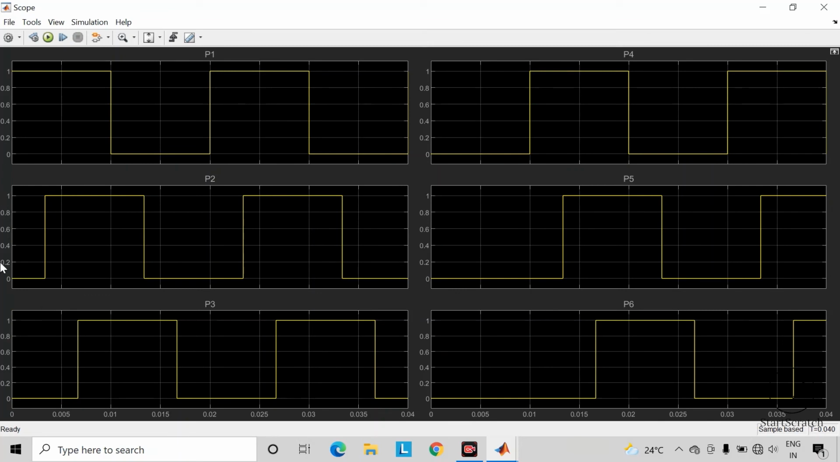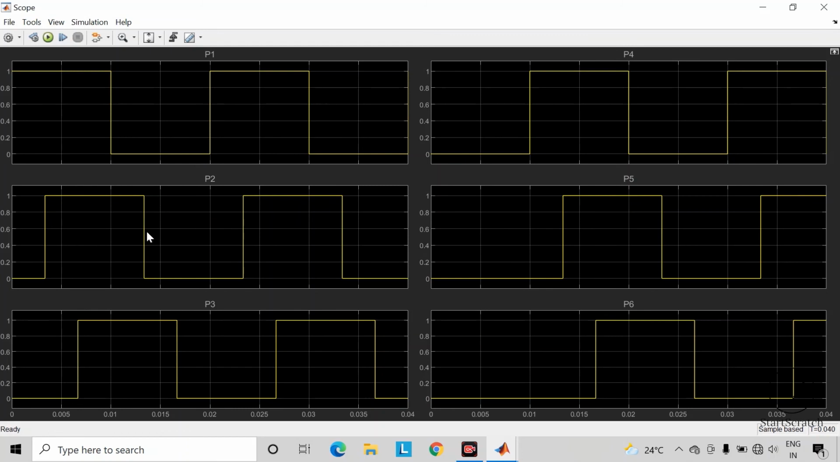At time 0, the gate signal is applied to the first switch and that signal remains there till 10 milliseconds. During this period the 180-degree conduction of switch S1 gets completed, and as soon as switch S1 gets turned off, switch S4, which is connected in series with it, gets turned on.